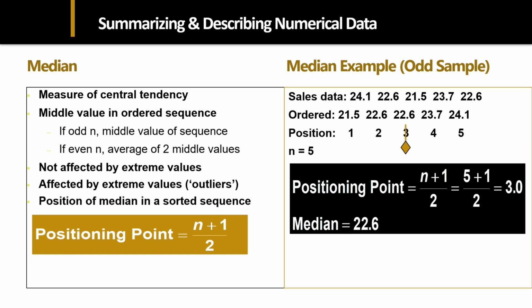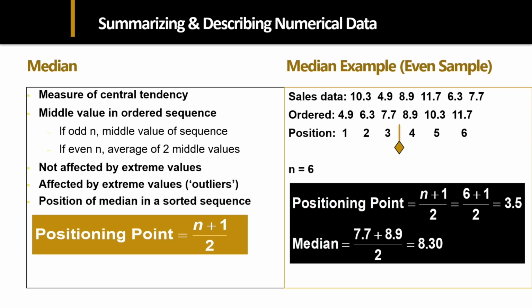We have 5 data points right there in the sales data. We first have to order them ascendingly, so smallest to largest. Since the sample size is 5, that's odd. We can just add 1 divided by 2, find out that the third value in the ordered set would be our median.